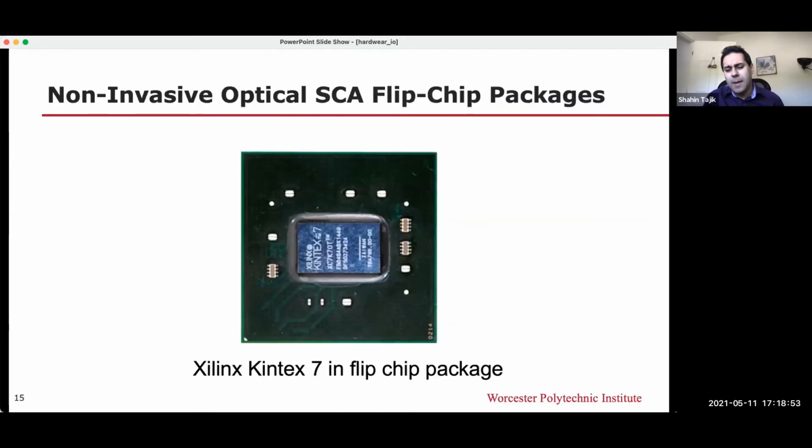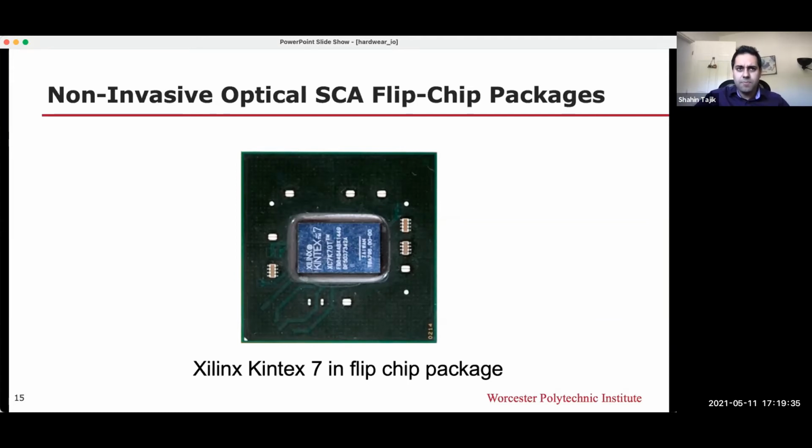Now take a look at the packaging and the challenges that were believed to prevent researchers from doing these kinds of attacks. I showed you that in earlier days we had QFP packages, which you had to depackage. But the more recent chips, especially FPGAs and processors, are all available in flip chip packages, which means the die is already upside down inside the package. This image is a Xilinx Kintex 7 FPGA manufactured with 28 nanometer technology. What you see is actually the silicon itself, so you don't need to do anything.